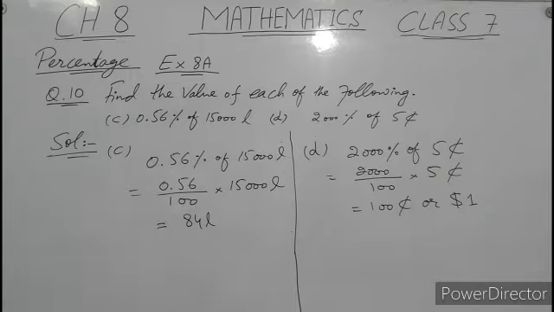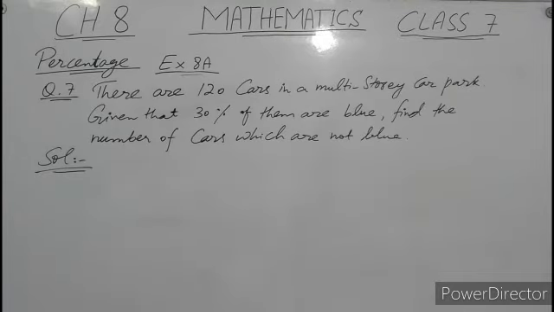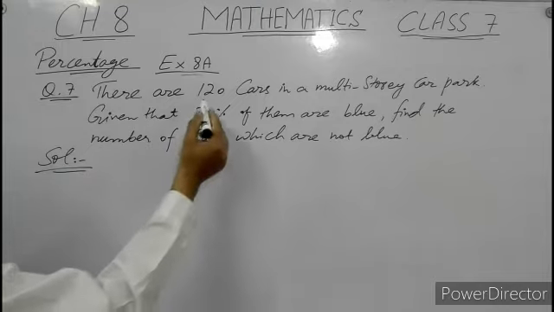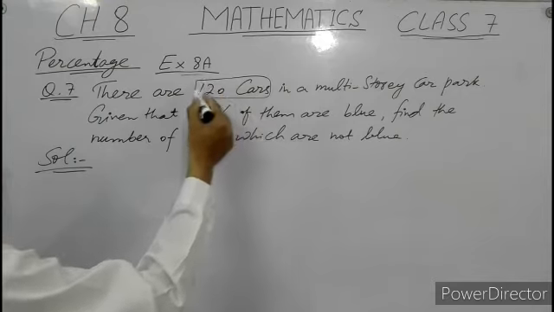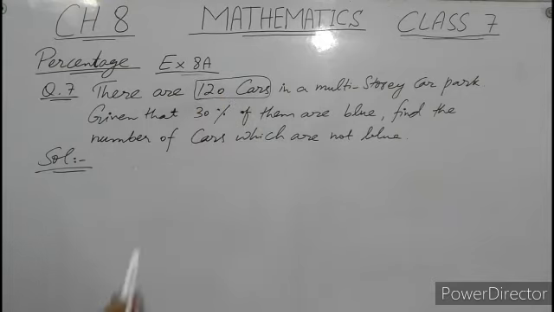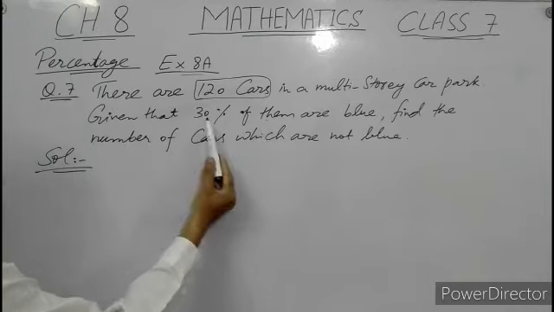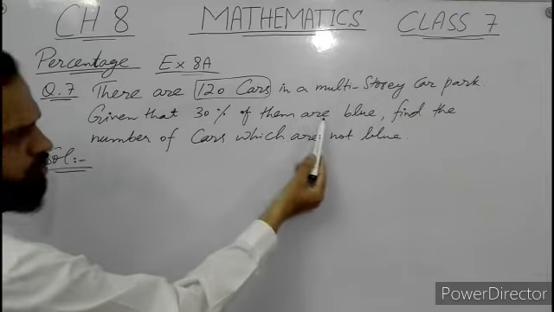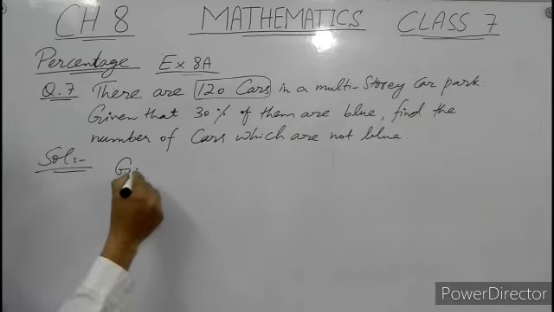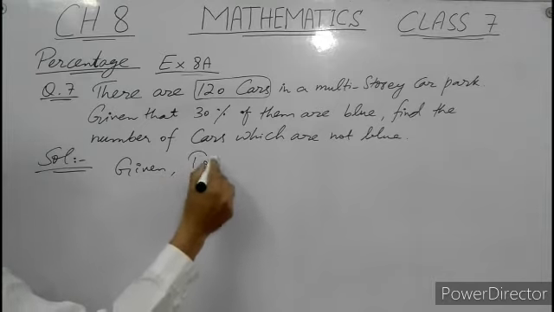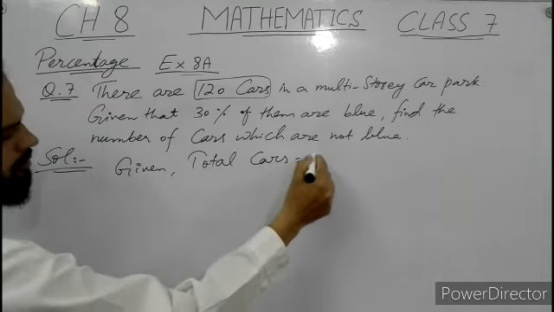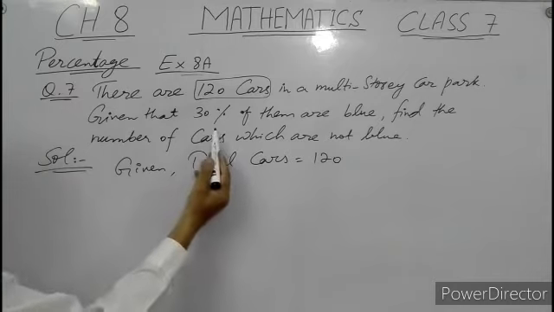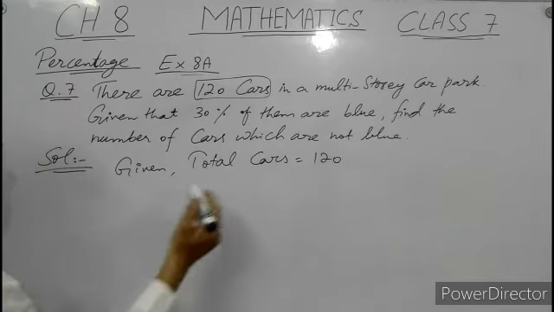Now I do question number 7. In question number 7, we are given 120 cars. Also 30% of them, 30% of them means 30% of 120 cars are blue. Given that total cars 120 and 30% of total cars are blue.